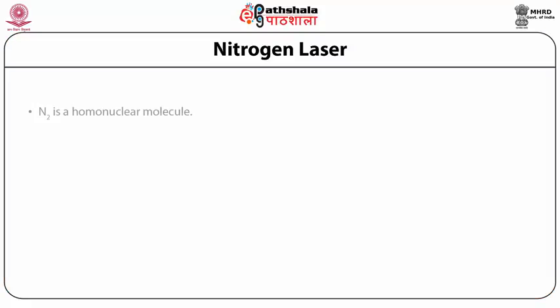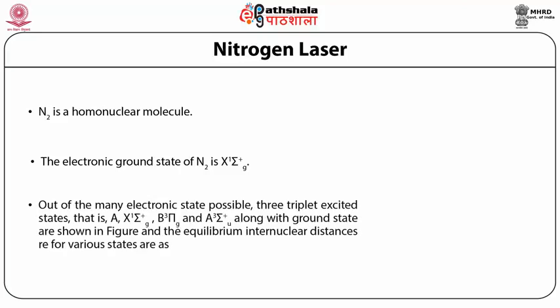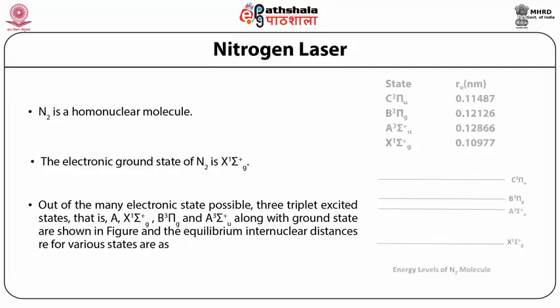Nitrogen laser. Nitrogen is a homonuclear molecule. The electronic ground state of nitrogen is X1 sigma plus g. Out of the many electronic states possible, three triplet excited states, that is C3 pi u, B3 pi g, A3 sigma plus u, along with the ground state have been shown in the figure, and the equilibrium internuclear distances Re for various states are given in the table.